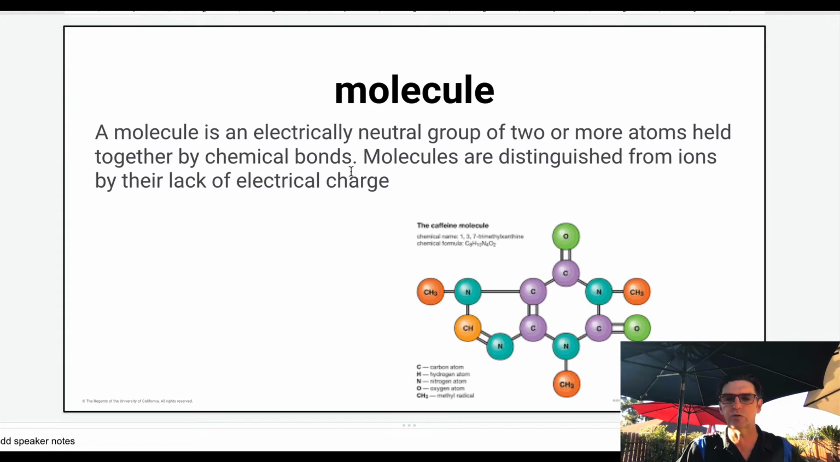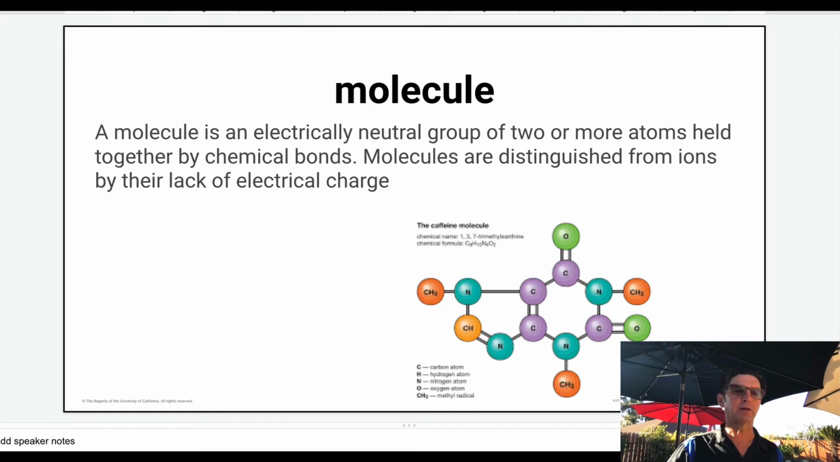Ethan has a molecule slide up top. That was Monday's homework. We can see that there's atoms. We have learned about atoms. If we think back to our health lessons, we were talking about atoms because remember H2O, water goes into cells. We can get starches into cells. We have amino acids. And so atoms connect together to make molecules. Molecules, an electrically neutral group of two or more atoms held together by chemical bonds. Molecules are distinguished from ions by their lack of electrical charge.